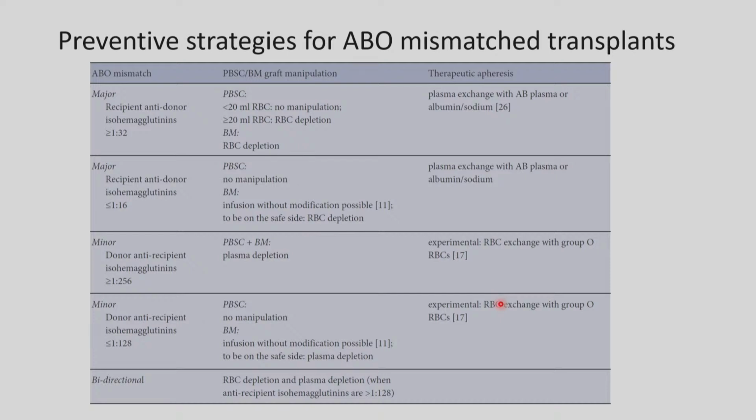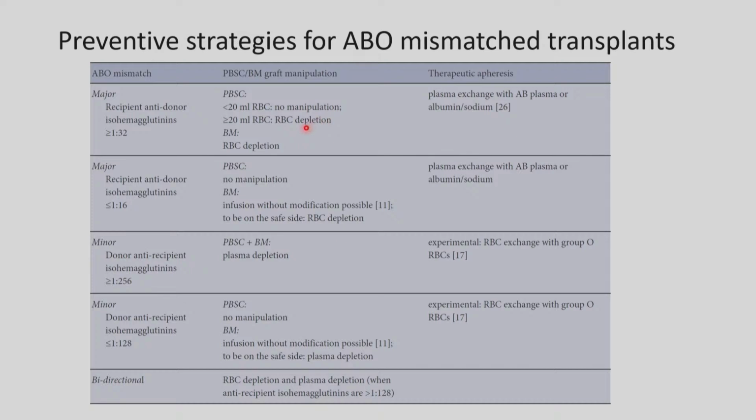So what are the preventive strategies we can follow or we are using in practice? If you have a major ABO mismatch and the antibody titers are more than 1:32, your goal is to reduce the RBC component to less than 20 ml, which most of the time, when we are using peripheral blood stem cells, will be automatically achieved. But if by chance you see more than 20 ml RBCs, you should do an RBC depletion.